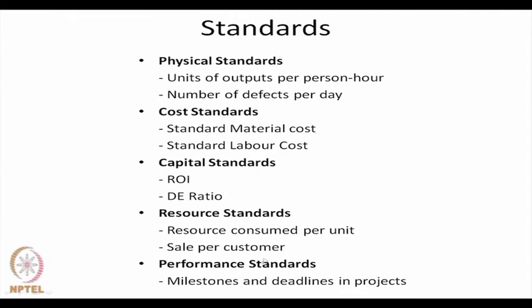Now, goals or standards can be of different types. We have given some examples of different types of standards: physical standards, cost standards, capital standards, resource standards, performance standards. Physical standards could be units of output per person hour, number of defects per day. These are some examples. Cost standards we already know: standard material cost, standard labor cost. Capital standards also we know: return on investment, debt equity ratio, and other such financial ratios. Resource standards could be resource consumed per unit or sale per customer. Performance standards could be, particularly in projects, milestones and deadlines.